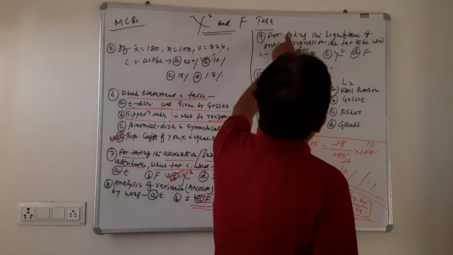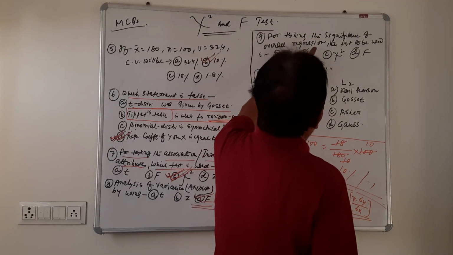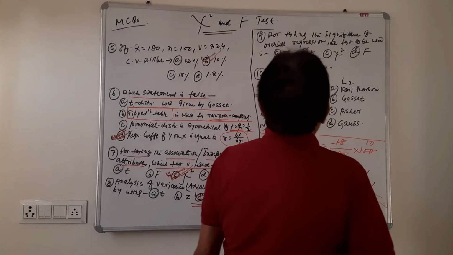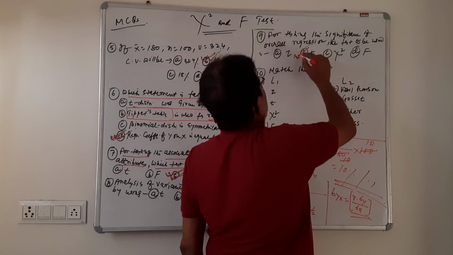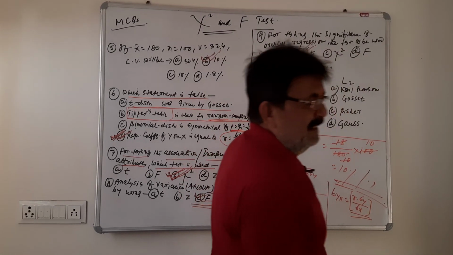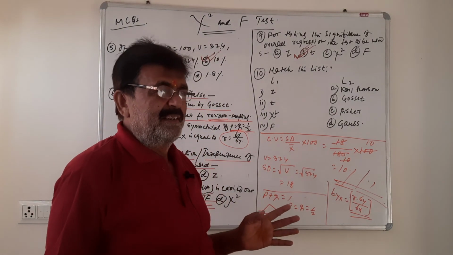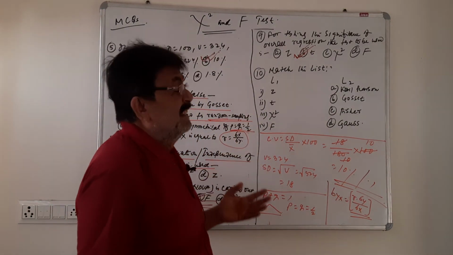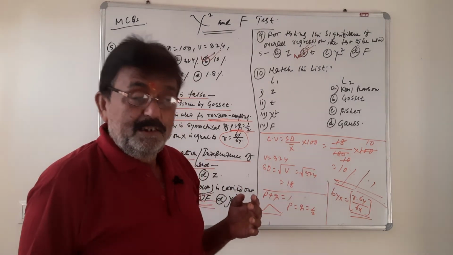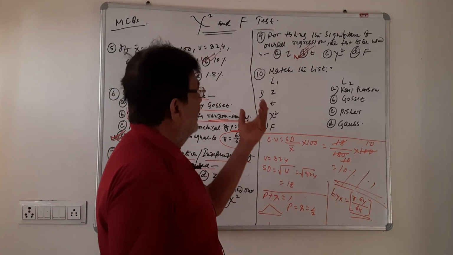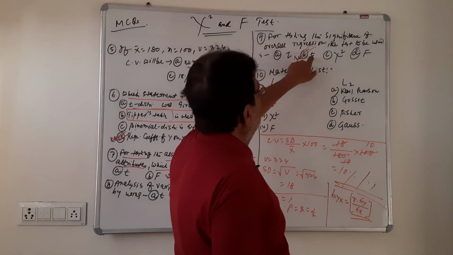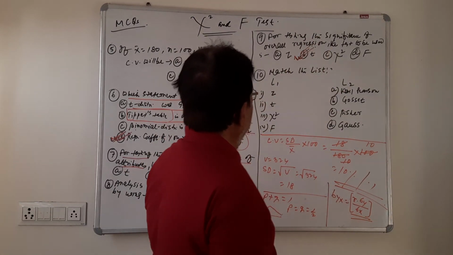Here it says that for testing the significance of overall regression, the test to be used is the t-test. It is used when one dependent variable is affected by several independent variables, and there we have to test the independence or significance of overall regression, then the t-test is used. So here the answer would be the t-test.